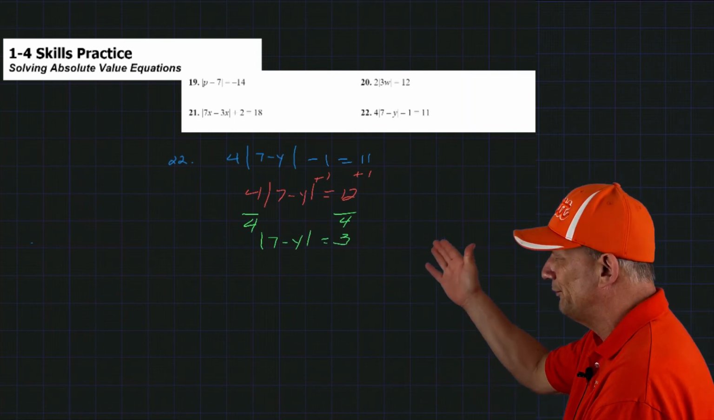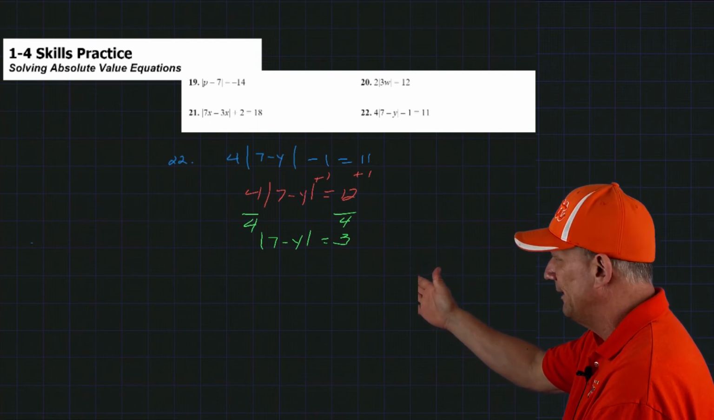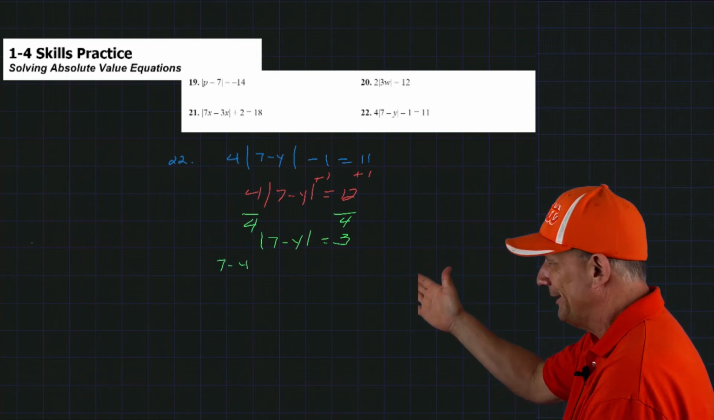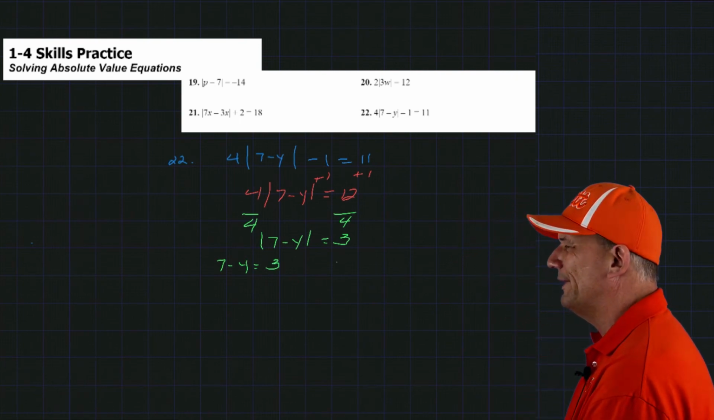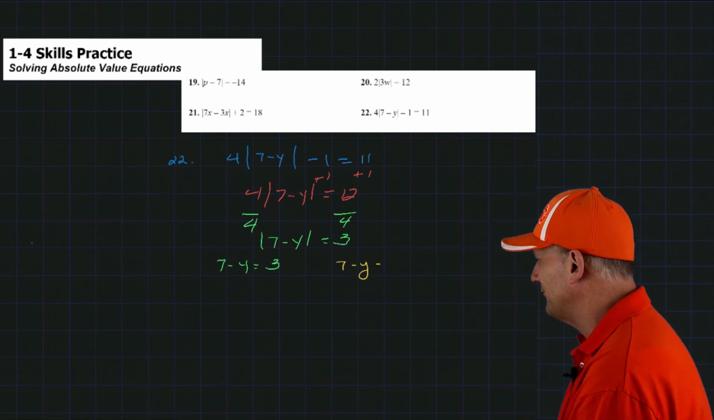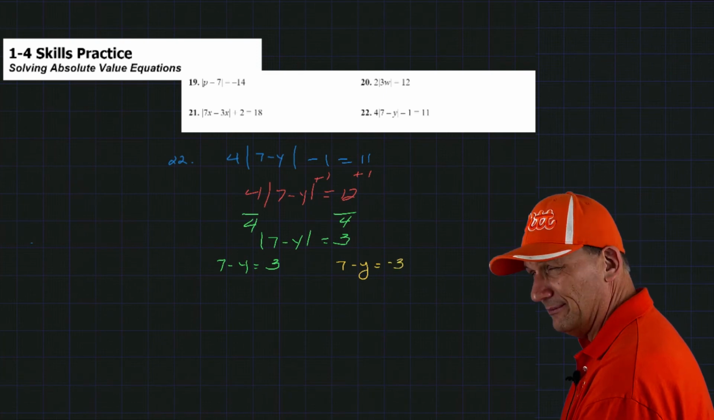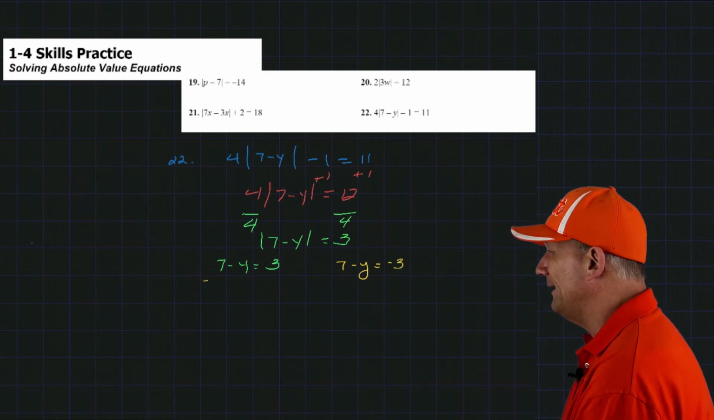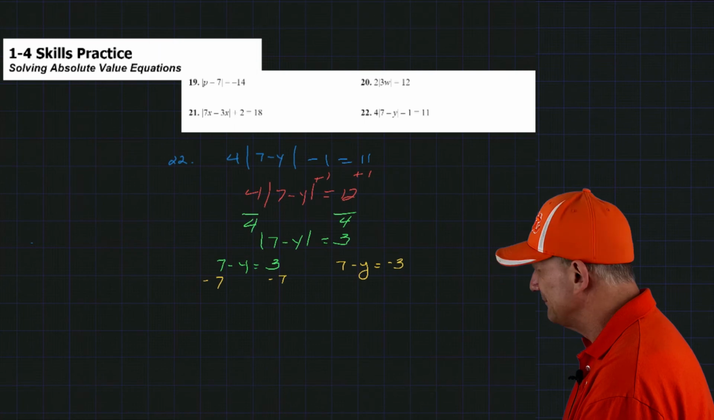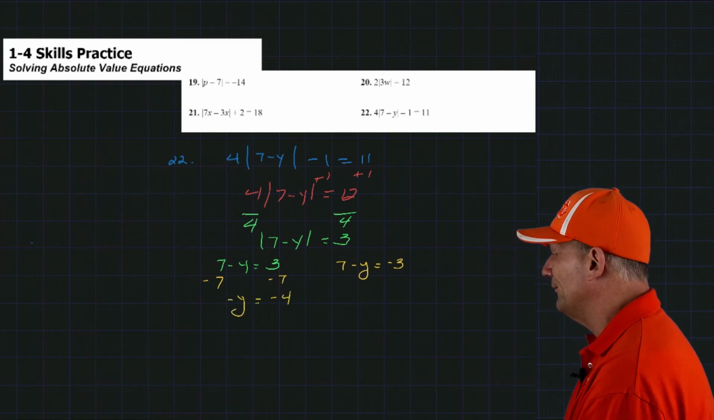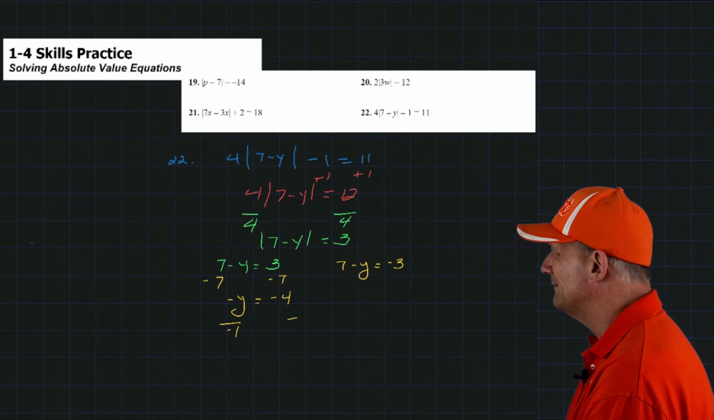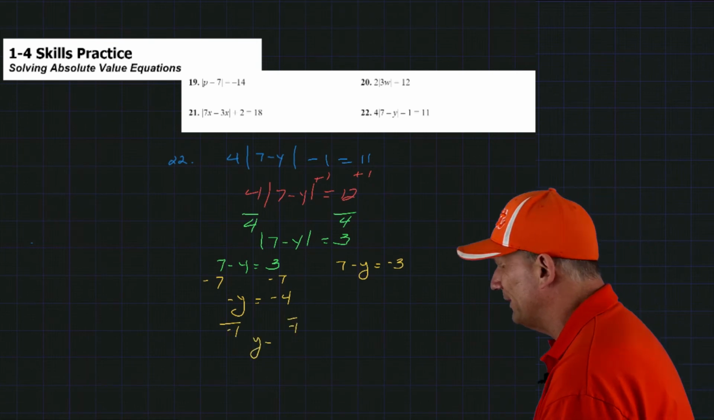I know most students will subtract 4 for some reason. There's no plus or minus sign in between. You have to divide it. All right, now we've got it to a point where we can solve it. 7 minus y equals 3. 7 minus y equals negative 3. The steps from here are the same. We're going to subtract 7 from both sides. We get negative y equals negative 4.